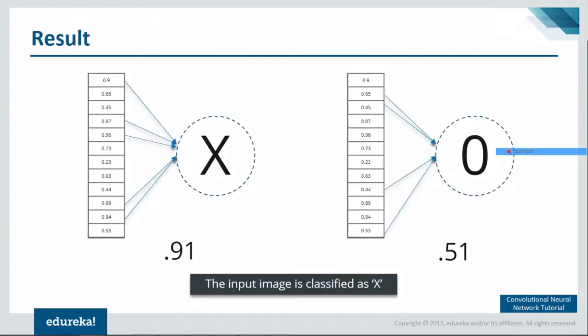So now we notice that 0.91 is a higher value compared to 0.51. When we compared our input image with the values of X, we got a higher value than the value that we got after comparing the input image with the values of O. So the input image is classified as X.